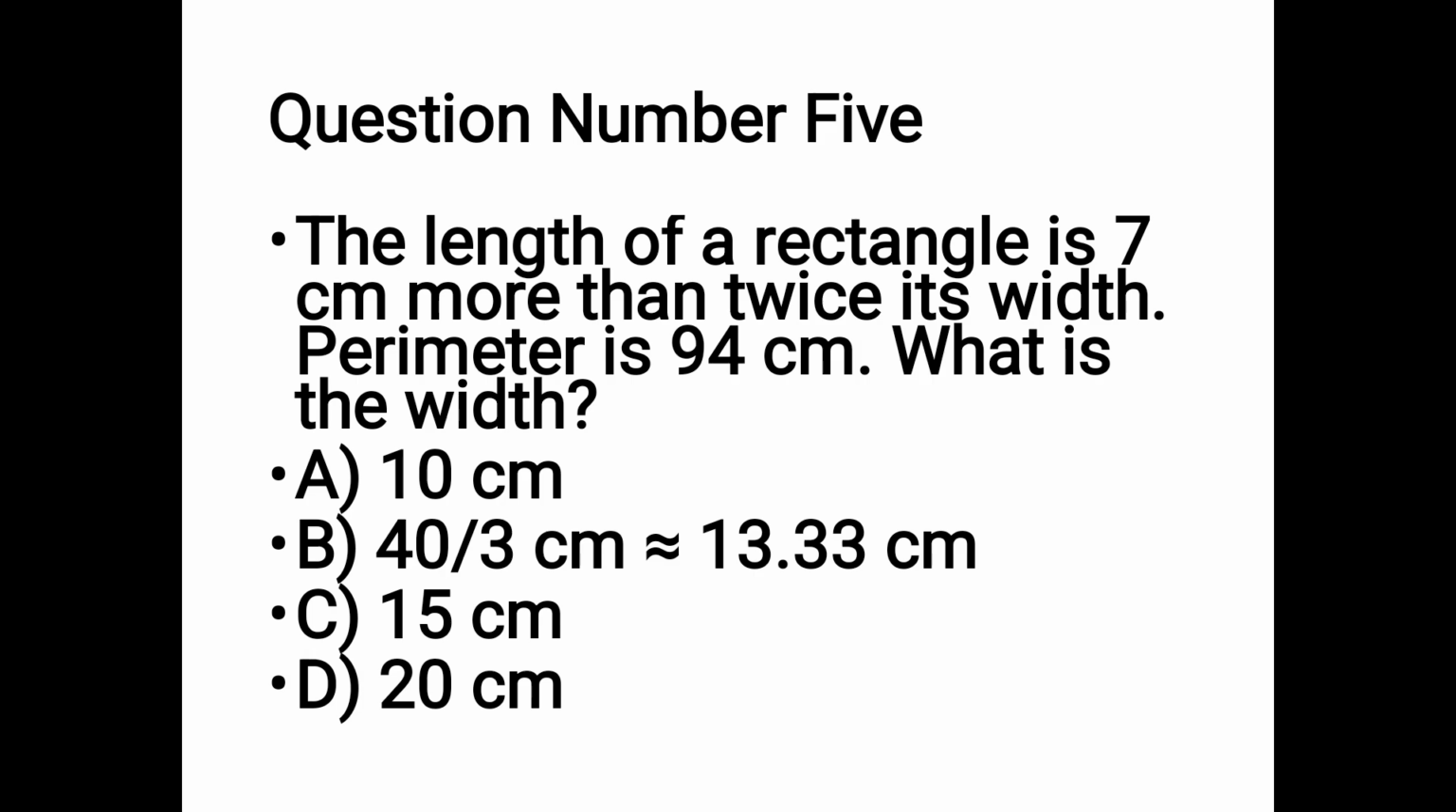Question number 5. The length of a rectangle is 7 centimeters more than twice its width. Perimeter is 94 centimeters. What is the width? A. 10 centimeters. B. 14 over 3 centimeters, which is approximately 13.33 centimeters. C. 15 centimeters. D. 20 centimeters. You have 10 seconds.